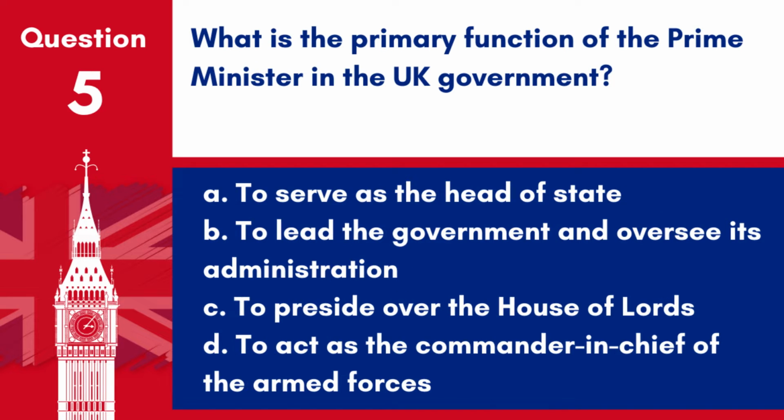nation. Question 5. What is the primary function of the Prime Minister in the UK government? A. To serve as the head of state. B. To lead the government and oversee its administration. C. To preside over the House of Lords. D. To act as the Commander-in-Chief of the Armed Forces. Answer: B. To lead the government and oversee its administration. The primary function of the Prime Minister is to lead the UK government and oversee its administration.